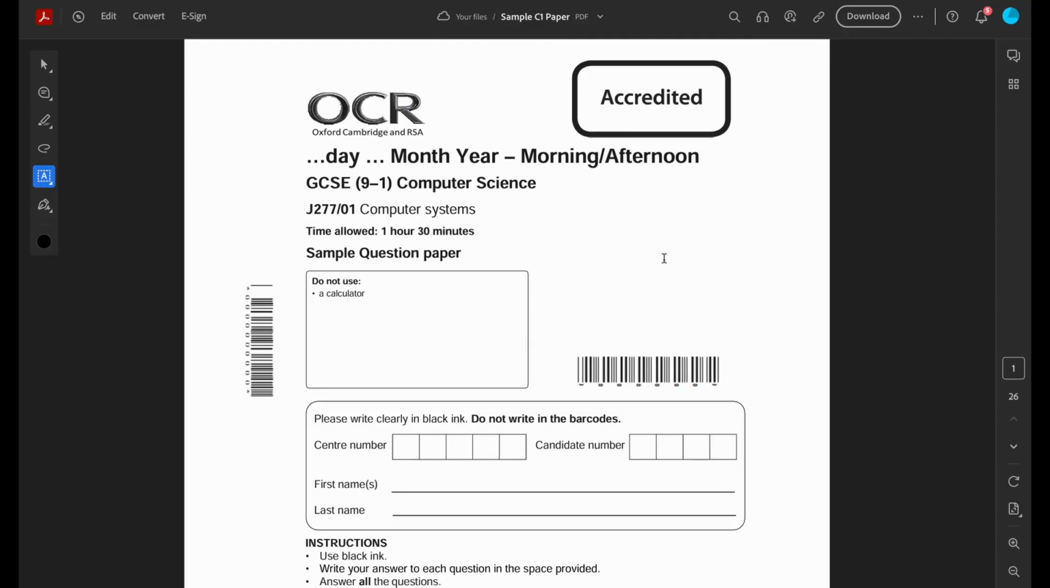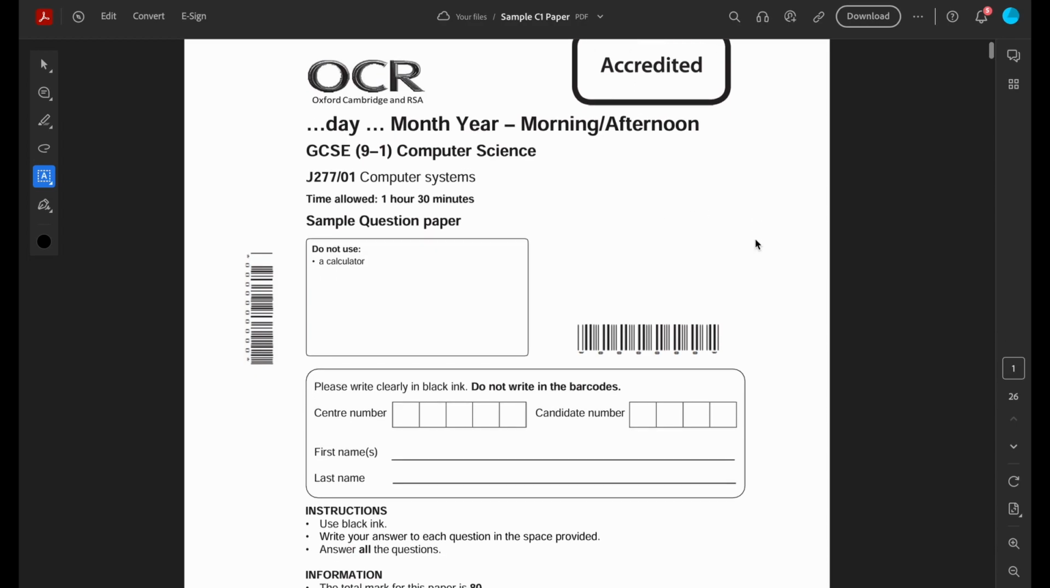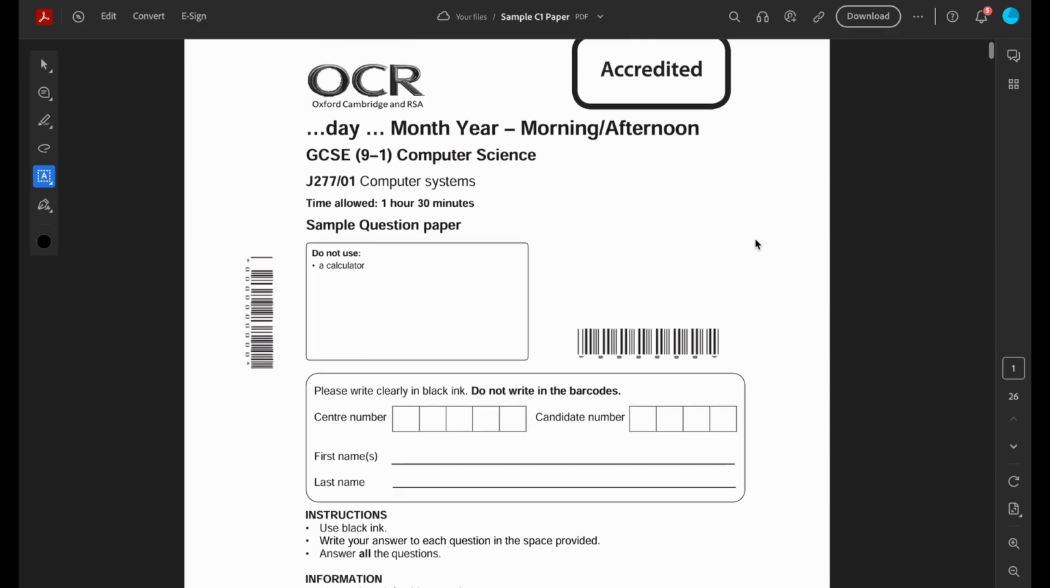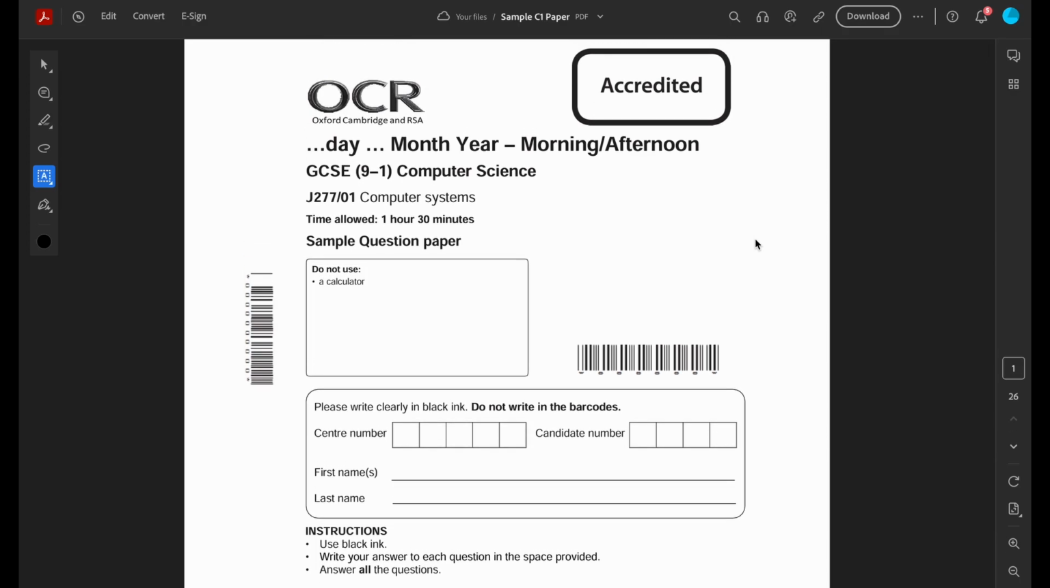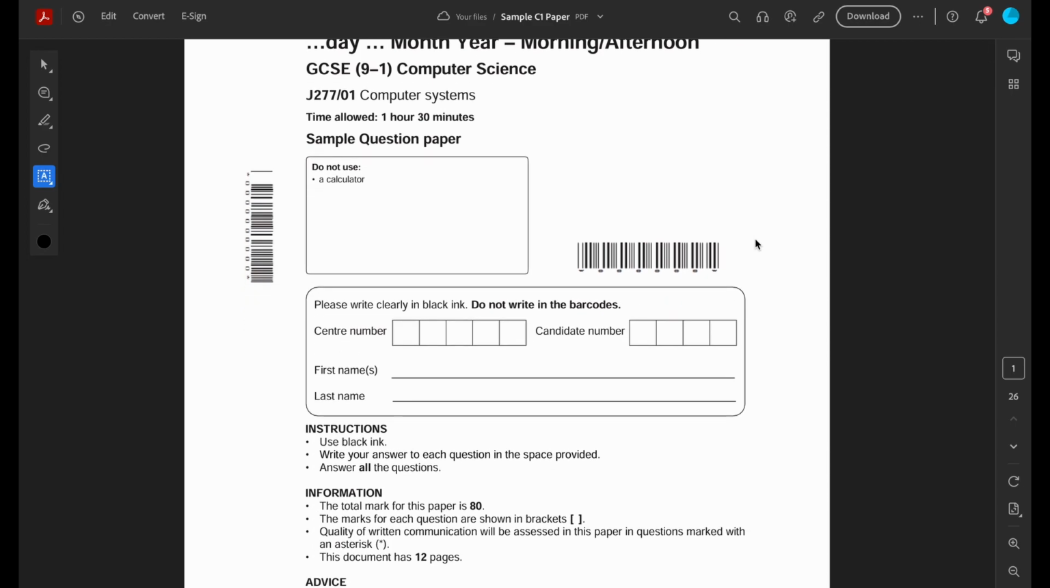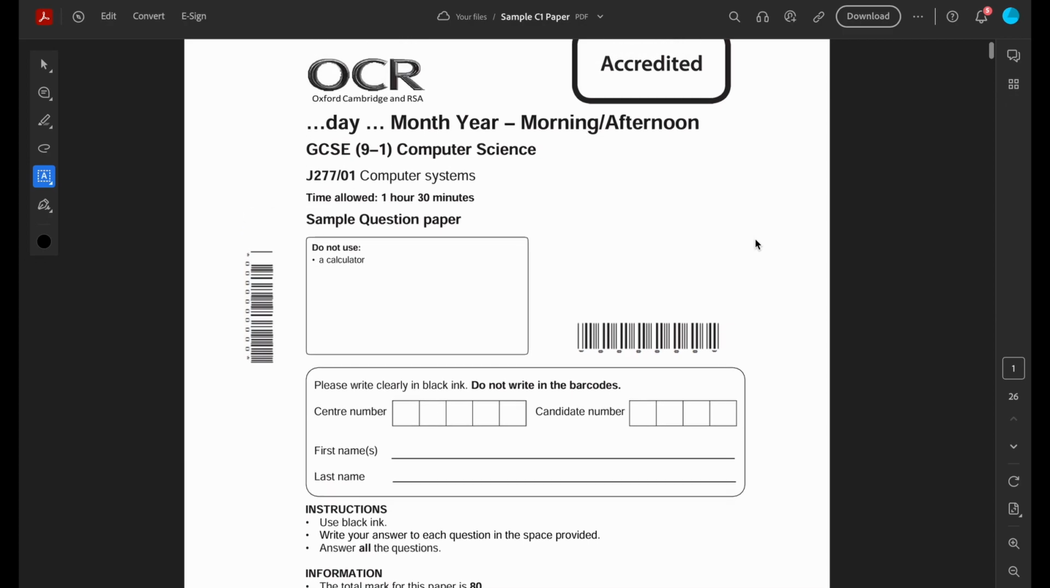Welcome to this specimen paper walkthrough for OCR Computer Science J277. Now this is just talking through what we call the Comp 1 paper, the Component 1 paper, which as you can see is over 1 hour and 30 minutes. It's actually worth 80 marks. Now what we're going to talk through on this is how to answer the questions, what the answers are, and the best way to maximise marks.